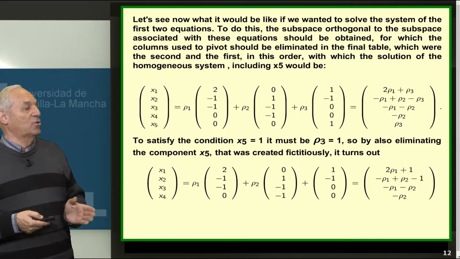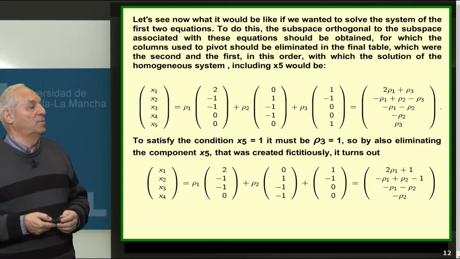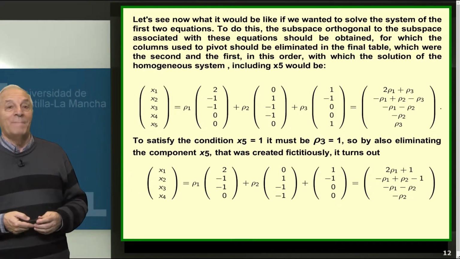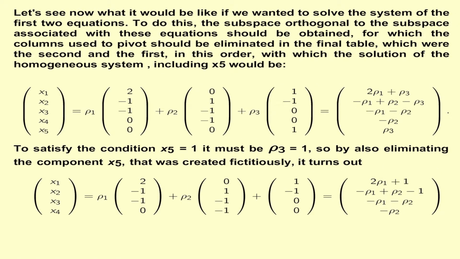to obtain the final solution of the system formed by the first two equations: (x1, x2, x3, x4) is equal to row 1 times the vector (2, -1, -1, 0), plus row 2 times the vector (0, 1, -1, -1), plus a concrete vector, which is (1, -1, 0, 0).